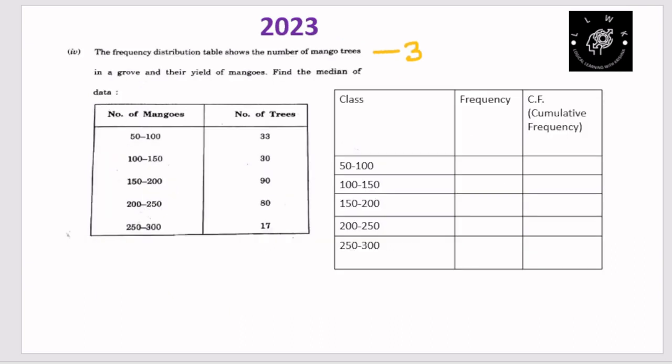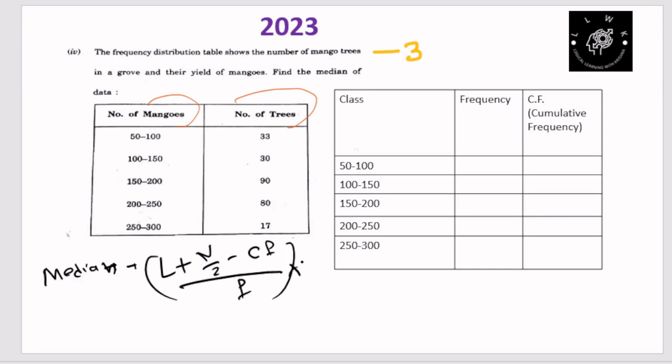And in this question they ask to find the median. What is given? They have given the number of mangoes class, the number of trees, and they ask to calculate the median. In this case you should remember the formula of median, right? If not, no worries, I've given in the description the video where I have covered everything about median. Just go through it. The formula says L plus (n by 2 minus CF) divided by f into h, and you should know how to calculate all these values.